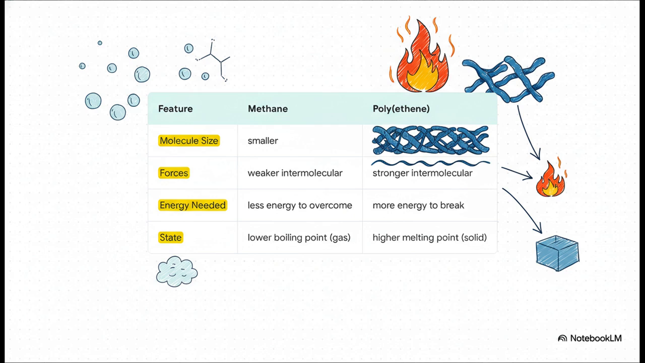Point 1. Its molecules are much larger than methane's. Point 2. Because they're bigger, they have stronger intermolecular forces. Those are the forces between the molecules. Point 3. Therefore, you need a lot more energy to overcome these forces. And point 4, what's the result? It has a higher melting point, which makes it a solid at room temperature. Each one of those steps is a mark in the bank.